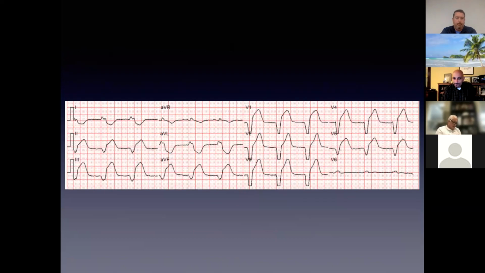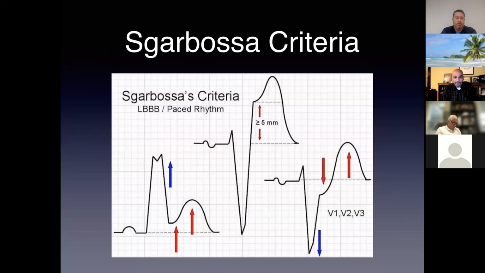And this is a bundle branch block with a STEMI because, and we'll talk about this in a second, the amount of ST elevation is very, very great. It's more than 5 millimeters here. So there's a set of criteria I'm not going to bore you with. We'll skip it. But you can sometimes see a STEMI in a bundle branch block. That's my point. But it's very difficult to identify.